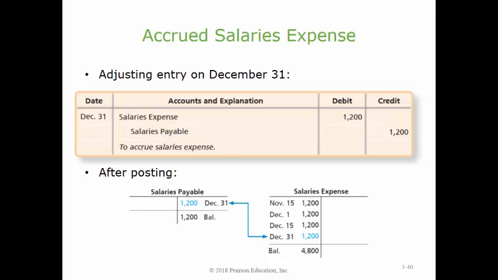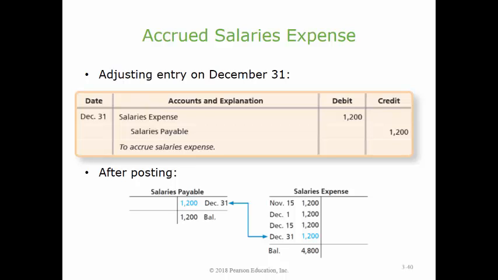The adjusting entry to record salaries accrued during the month of December is a debit to salaries expense and a credit to salaries payable of $1,200, found by taking the monthly salary of $2,400 and dividing it by 2 pay periods. The accrual is necessary because the company has incurred the expense since the employee has performed the work.